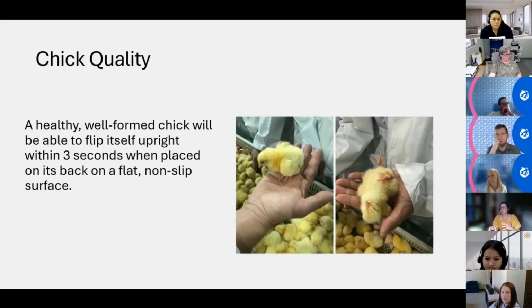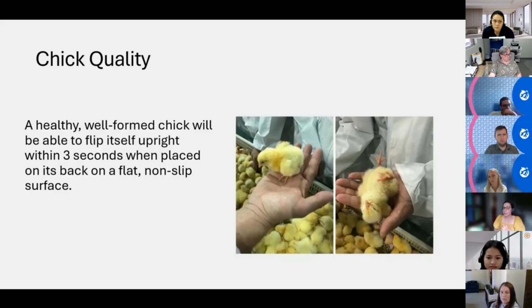So after the chicken classification comes the vaccination, and then counting and putting 100 in a specific box, depending on how many per box a hatchery decides to place.